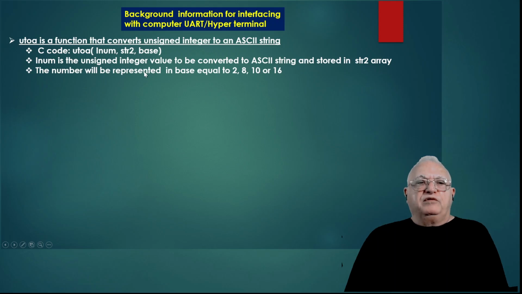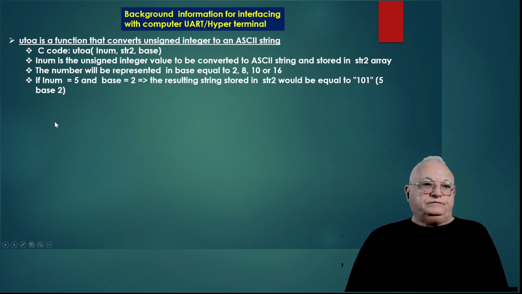Now the number will be represented in base 2, 8, 10, or 16. The number that we put in the base parameter is going to define how the data will be represented. The integer would be a representation of a base 2, 8, 10, or 16 number. Let's go through an example. If the enum is equal to 5 and the base is 2, then the resulting string stored in str2 will be 101, which is 5 in base 2.